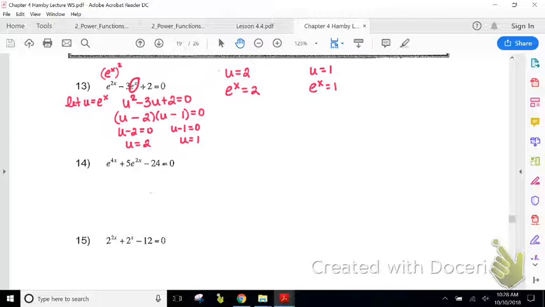Okay, so back over to where we were. When u was equal to 2, that really meant e to the x equals 2. How am I going to solve for x? Log. Yeah, log both sides. Doesn't matter if you use log or the natural log. Since there's an e in it, I'm going to use natural log.